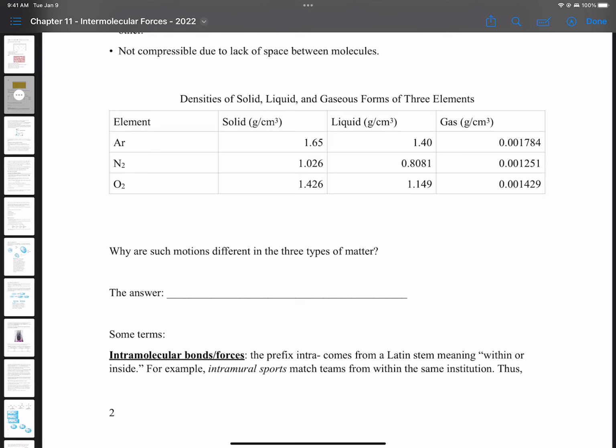Okay, so if we think about this idea here, why are the motions different in the three types of matter? Well, we can say that our answer is based on the intermolecular forces. These interactions between matter are governed by the strength of these intermolecular forces, and that's going to be the highlight of this chapter. Okay, so let's go over some terms here.